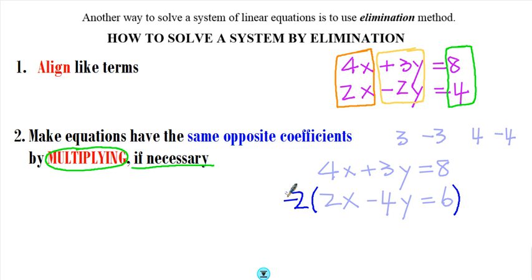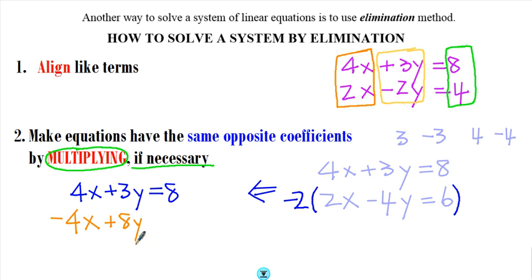Then what I will get, I'll work backwards. The first equation is 4x plus 3y equals 8. It stays the same. But then the bottom one, I've got to distribute now. I'm going to multiply everything by negative 2. So I'm going to get negative 4x. Then negative 2 times negative 4y is positive 8y, equals negative 2 times 6, which is negative 12.